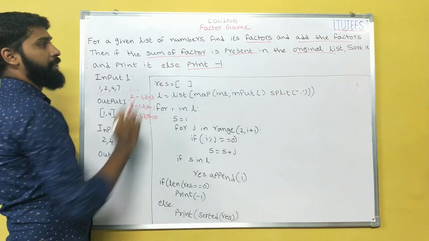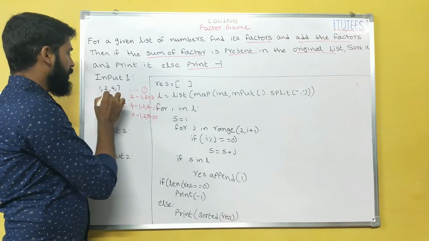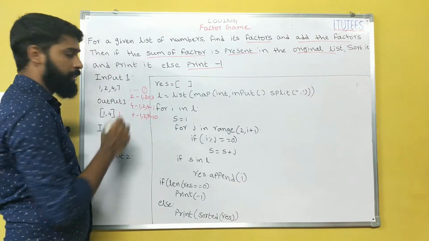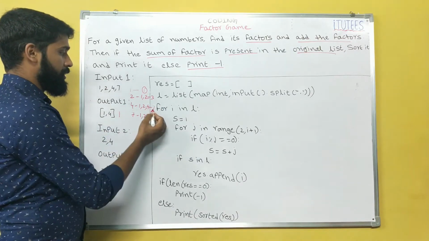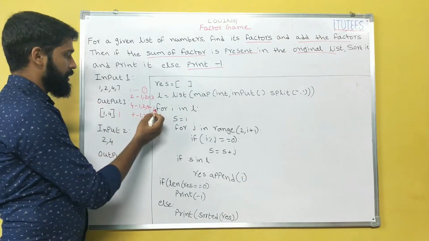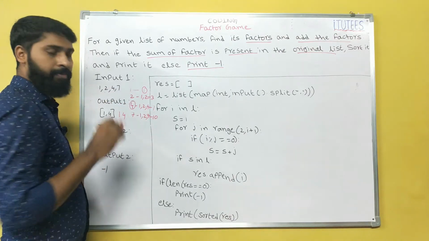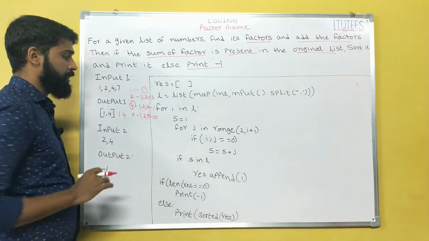If the sum of factors is present in the original list, here the sum is 1. 1 is in the list? Yes, so print. The second one, 3. 3 is in the list? No. So we don't print the 2. Next, 7 is in the list? Yes, 7 is in the list. So we can print the 4. Then 8 is in the list? No. So we don't print 7.